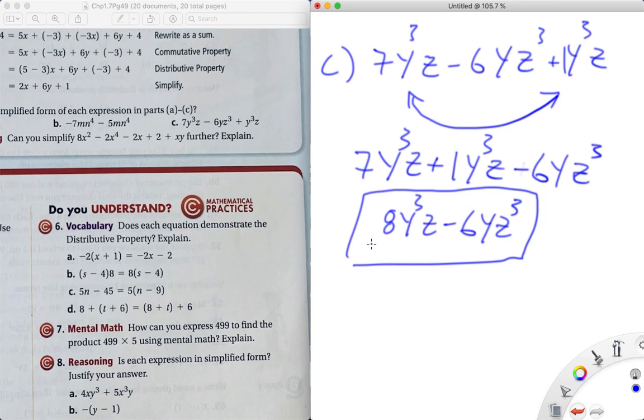They have to be the same variable raised to the same power in order for me to add or subtract those like terms. Otherwise, they are not considered like terms. That is the 3 sections.